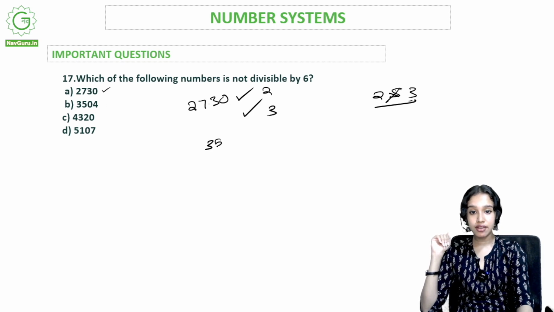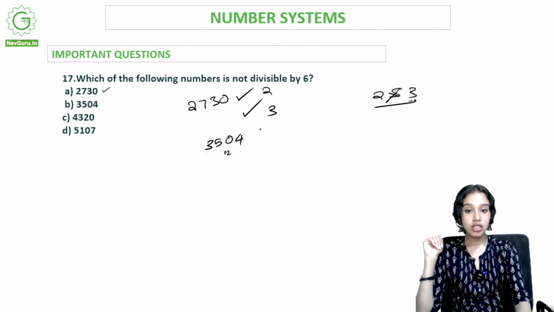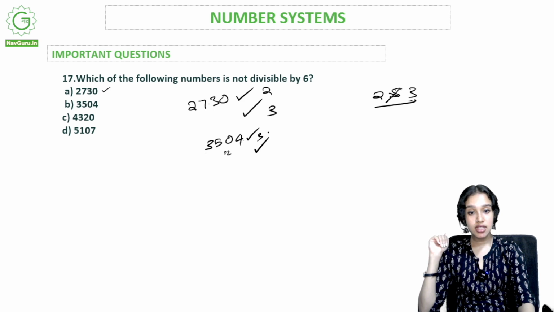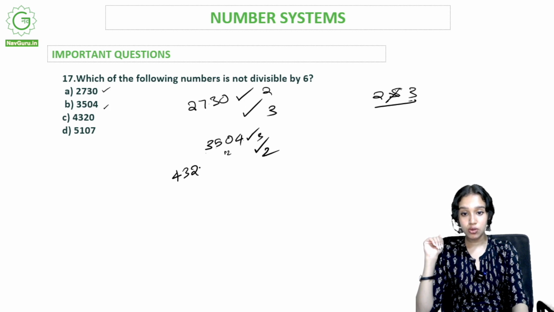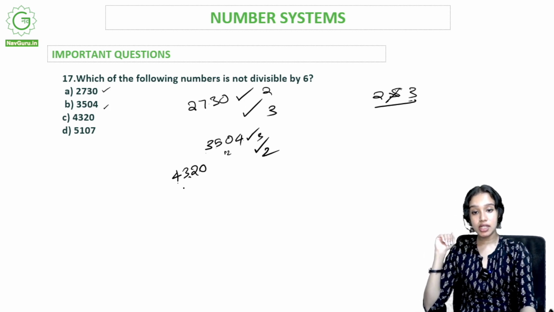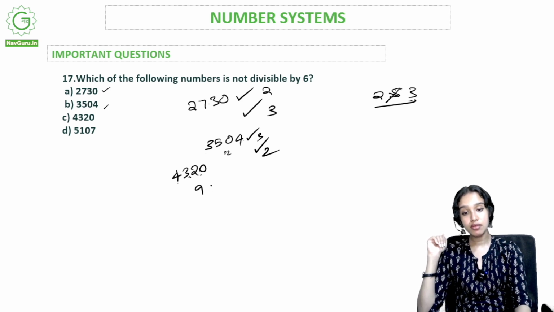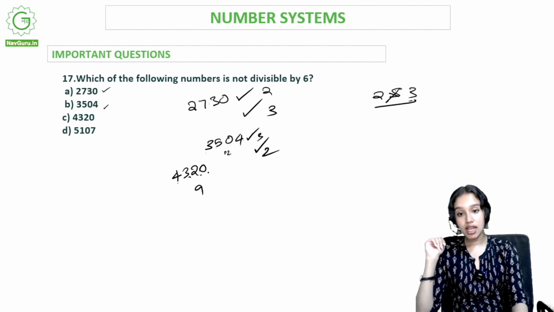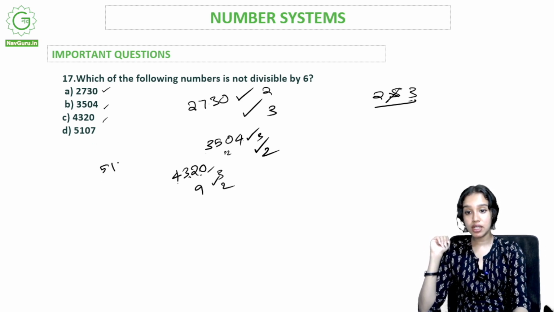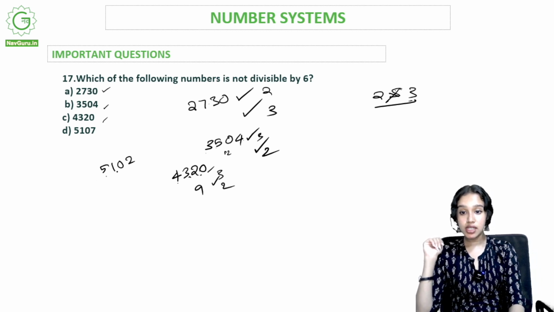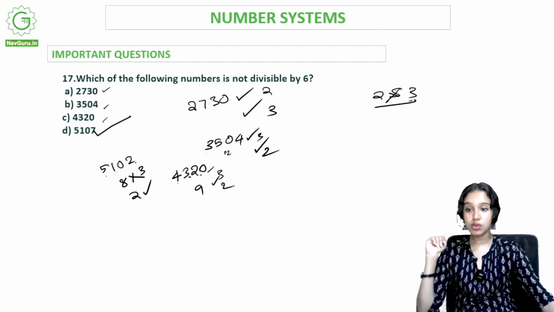Now 3504. 5 plus 4 is 9 and 9 plus 3 is 12. So it's divisible by 3, and as it's an even number, it's divisible by 2. Now 4320. 4 plus 3 is 7 and 7 plus 2 is 9. 9 is divisible by 3, and as it is an even number, it's divisible by 2. Now let's check the last one, 5102. 5 plus 1 is 6 and 6 plus 2 is 8, which is not divisible by 3, but it's only divisible by 2. So this is the answer for this question.